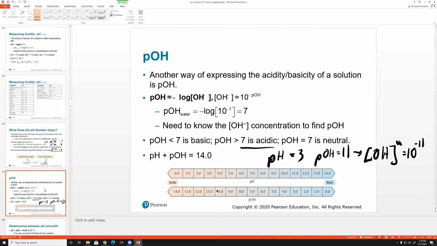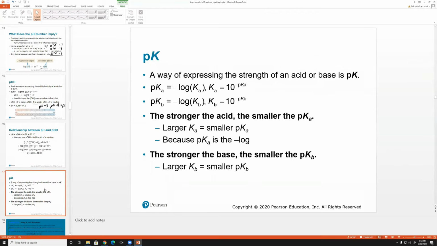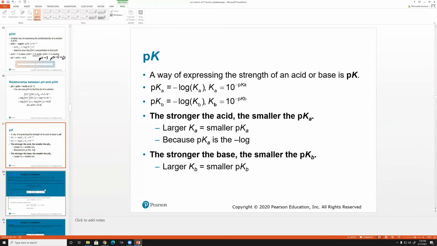So the reason why this is important is because you can use OH to find the pH of a solution. You could find the hydrogen ion concentration of a solution, and you could really do a lot with it. We're going to do examples in a minute. But okay, so pK. So you have pKa and pKb.